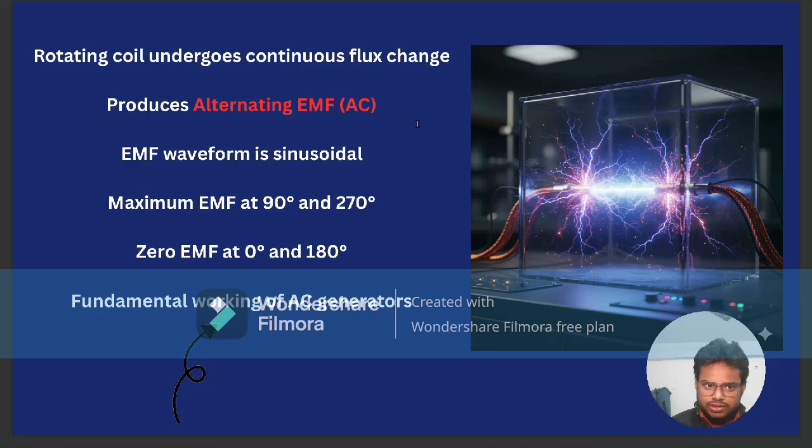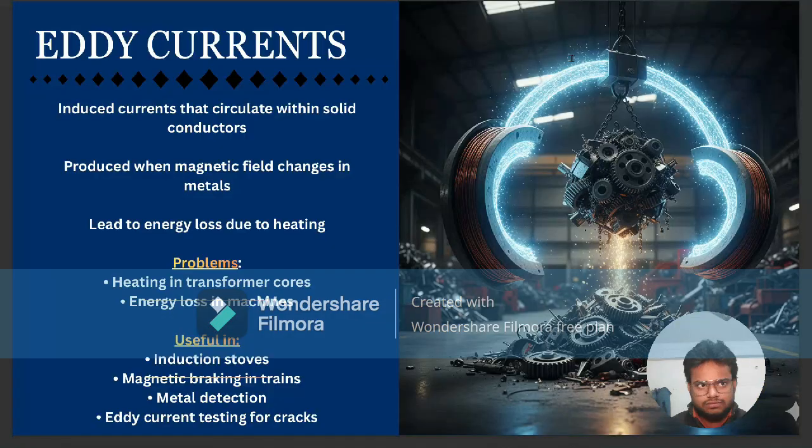And now we are going to discuss the maximum and minimum EMF. Here the minimum EMF is zero EMF. So maximum EMF occurs at 90 degrees and 270 degrees, and zero EMF at 0 degrees and 180 degrees.